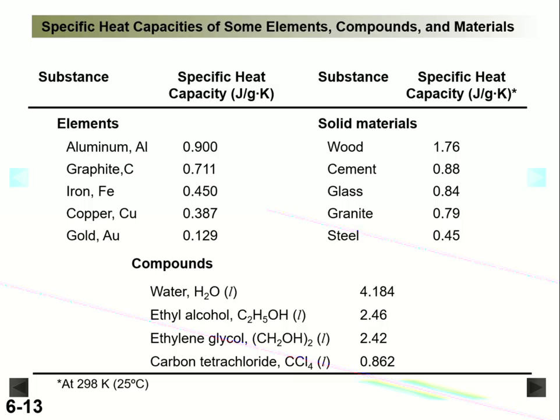We'll see later on, in general chemistry 2, there's a law of Dulong-Petit, which allows you to relate the specific heat capacity to the atomic number of the system. We have some solid materials, some other substances here: wood, cement, glass, granite, steel. They're all relatively small numbers, but those are typical values around 1 or so. Down below we have compounds, and you'll notice the biggest number on here is water.